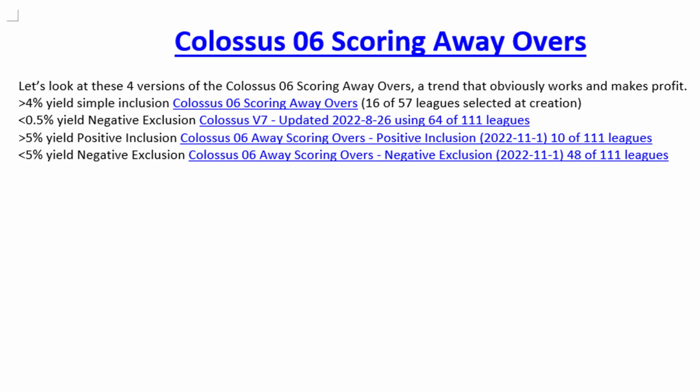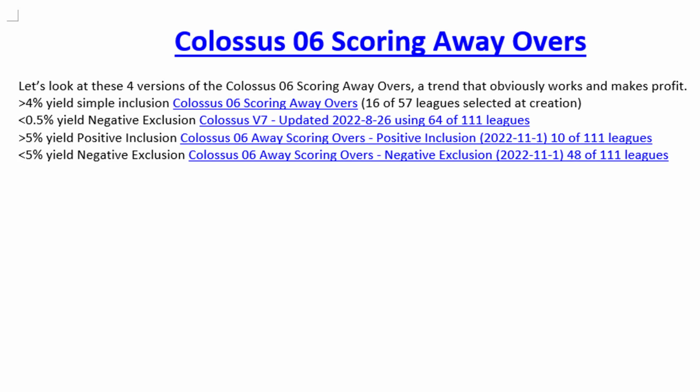And then just recently, in November, I created another 2 versions of the Colossus 06 to start at exactly the same time. One of them was the positive inclusion method I talked about, including leagues with 5% or more yield and 100 bets in each of those leagues. And that led to only 10 of the 111 leagues being used. And I also made a negative exclusion version, which excluded leagues that had a yield of under 5% and 100 bets or more in their data set. And that led to including only 48 of the 111 leagues. And let's try and compare these.